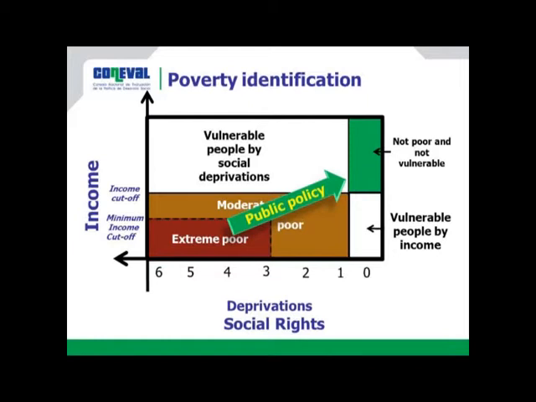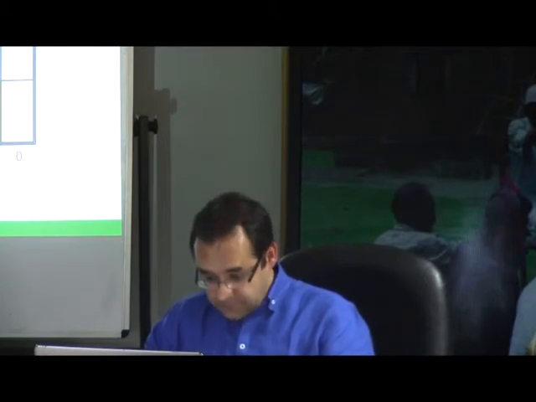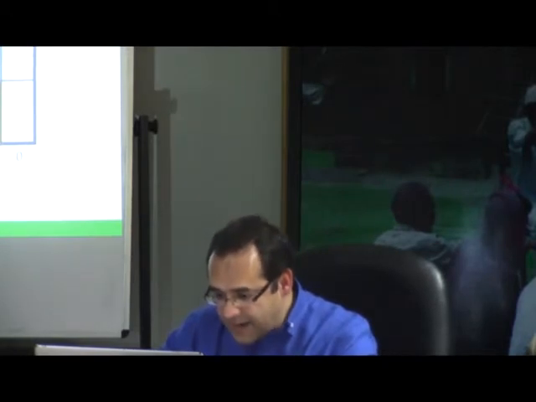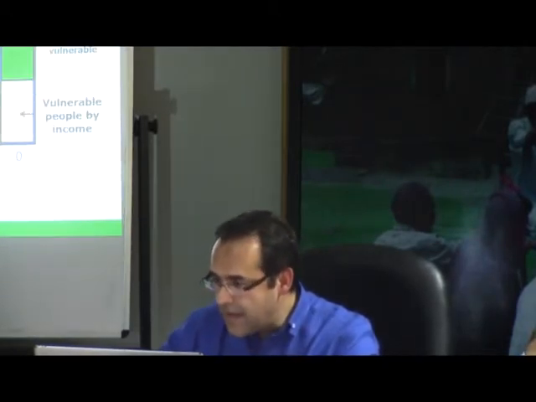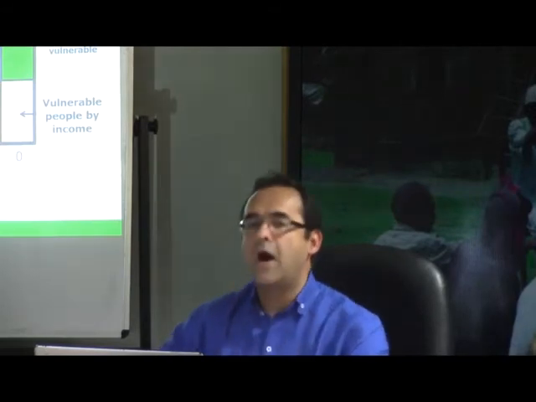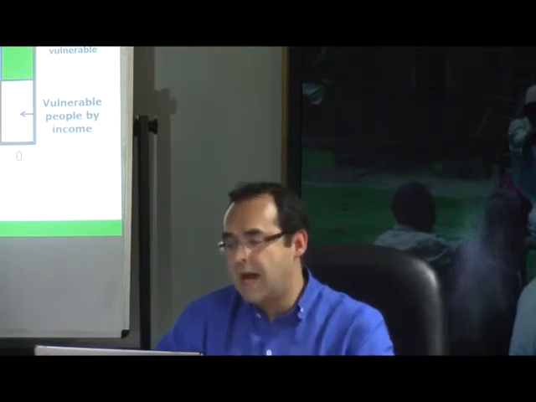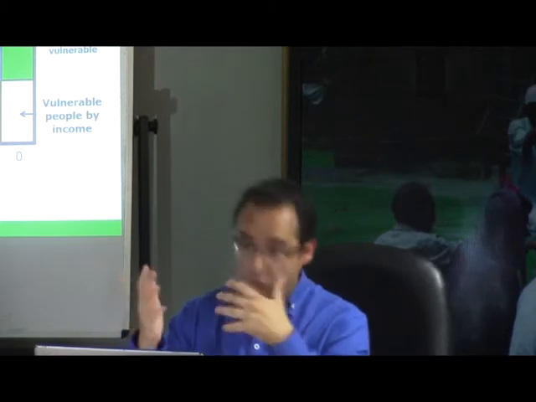Also, we thought it's a good idea to identify what we call the extreme poor in Mexico. They are those who are suffering more from income, and they have 3 or more deprivations at the same time. It doesn't matter which ones they are, but the important thing is that these people are far away from this green place where ideally all Mexicans should be. All Mexicans should have relatively high income, or not low income, and without any social deprivation.